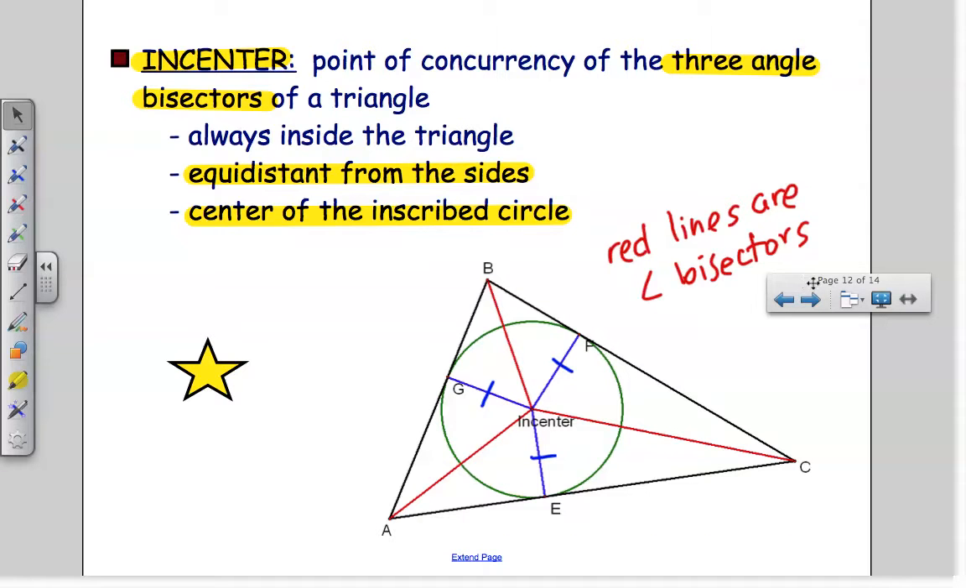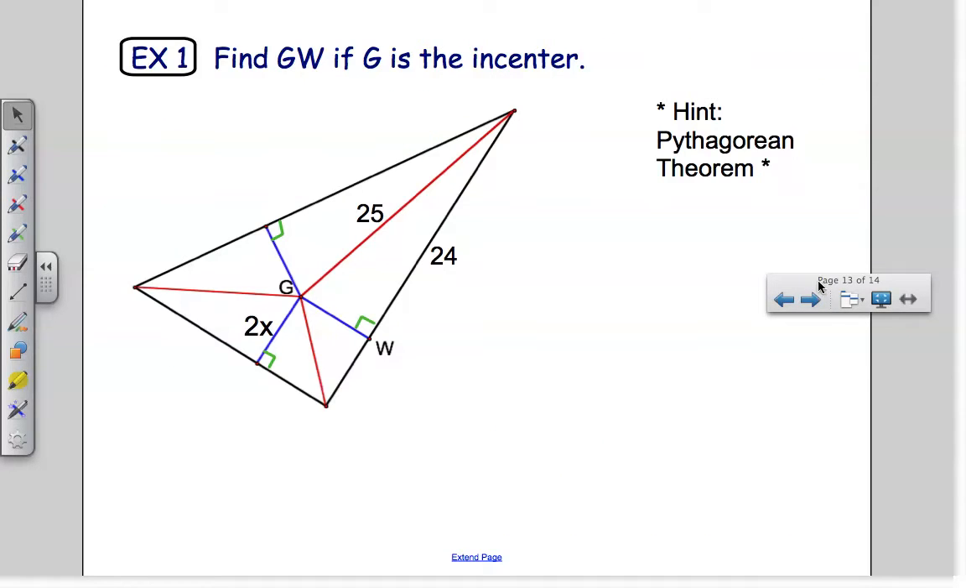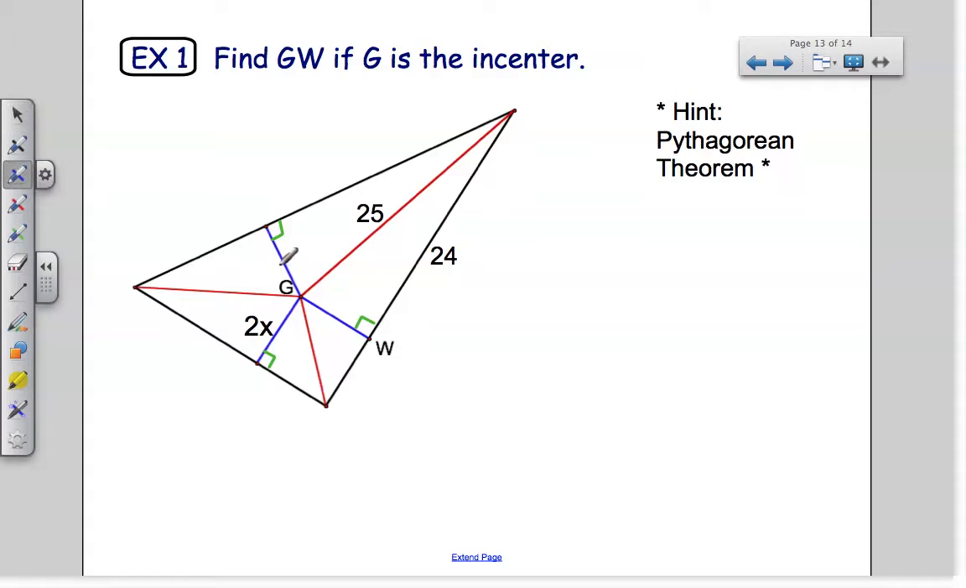So we got all our properties of the incenter, and I have one example for you to look at. Find GW if G is the incenter. Okay, if G is the incenter, I know the incenter is equidistant to the sides, which these three blue segments are all the distances to the sides. I know those are the same. So seeing one of them is called 2x, all of these are 2x as well.